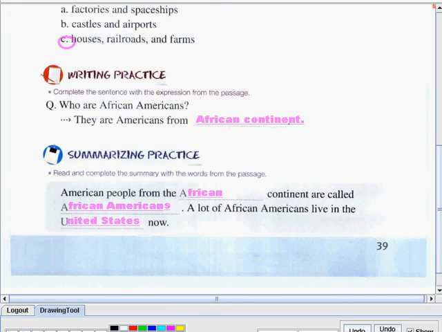Let's read together. Ready? American people from the African continent are called African Americans. A lot of African Americans live in the United States now.